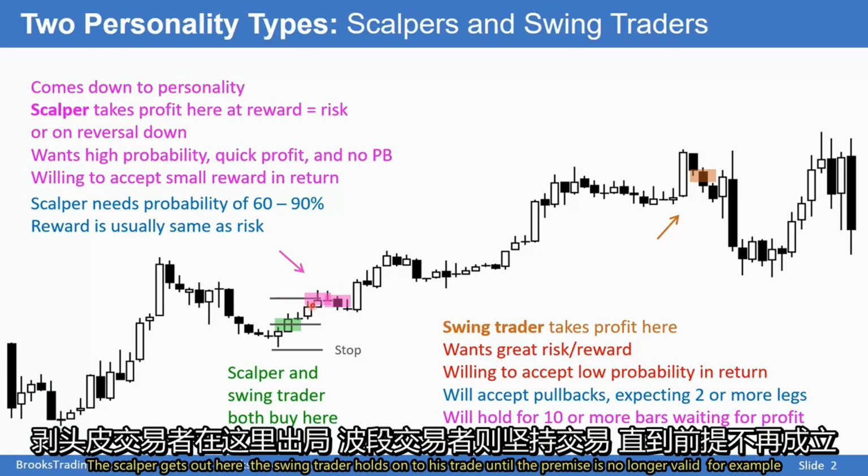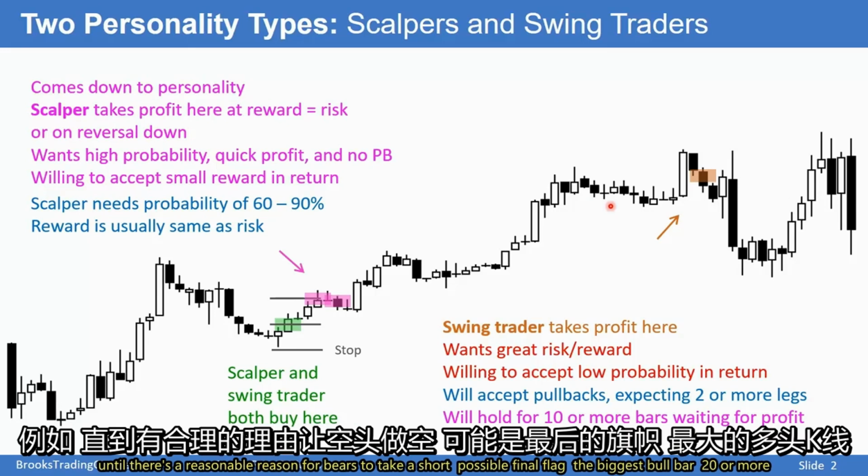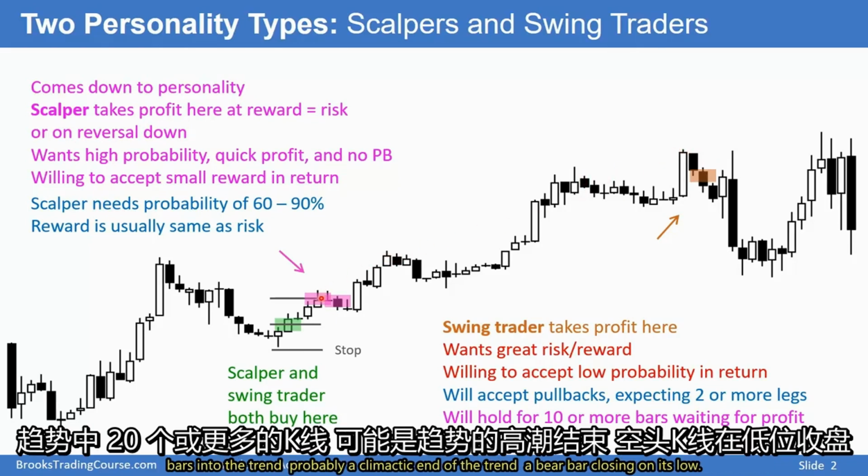The scalper gets out here. The swing trader holds on to his trade until the premise is no longer valid. For example, until there's a reasonable reason for bears to take a short. Possible final flag, the biggest bull bar, 20 or more bars into the trend, probably a climactic end to the trend, a bear bar closing on its low.